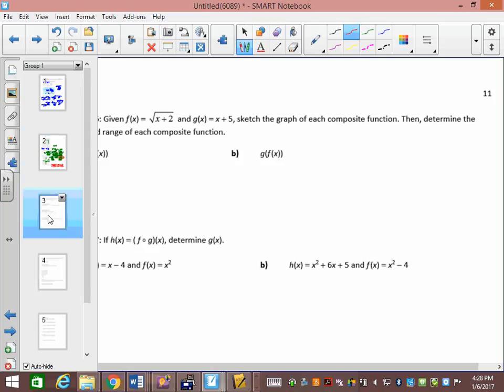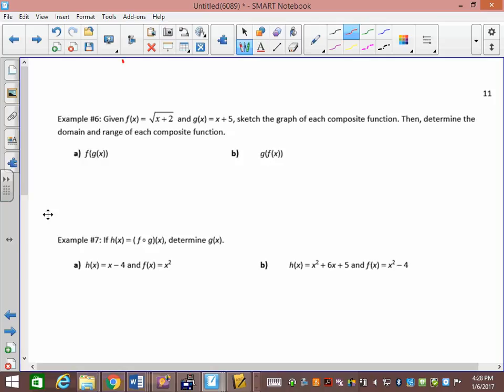And this is the last page. And then there's some practice questions for you after this page that you can do on your own. And the answers follow at the bottom of the page. Plus there's your homework.